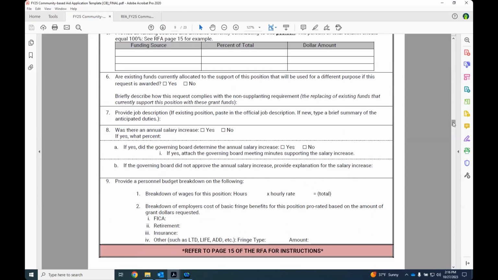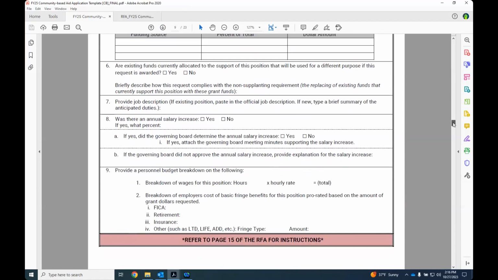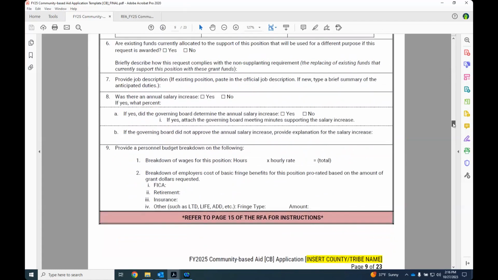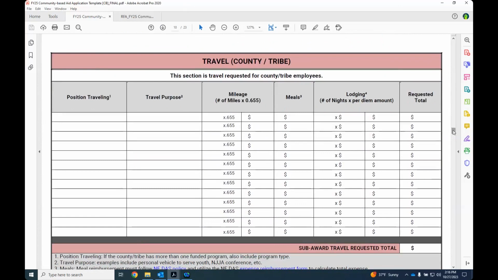I've been seeing a lot of just the amount, and then I'm having to bounce back and ask more questions. So if you could just fill that out, it just saves us time in the long run. Travel is pretty unchanged. I don't know that anyone needs me to go over this step by step.